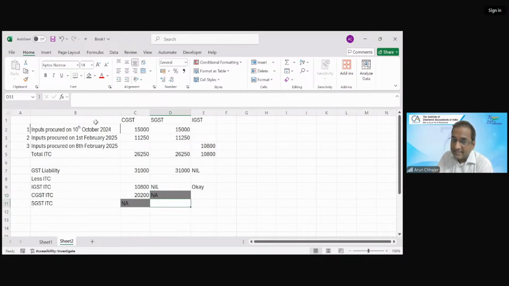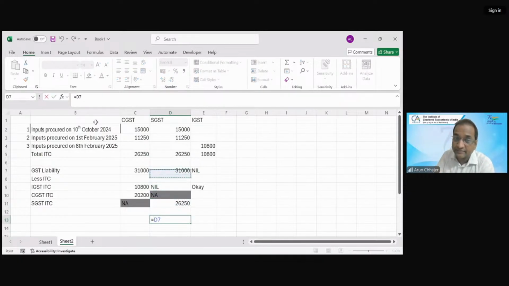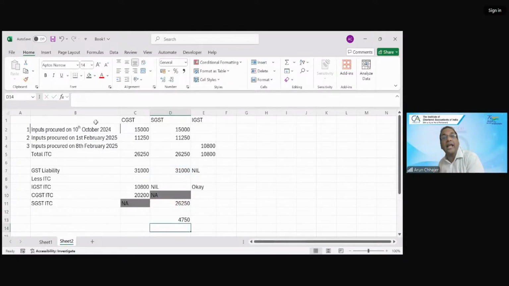How much balance is available in the SGST ITC? 26,250. Do you require to pay any amount of liability in cash? In this example, do you require to pay SGST liability in cash? You have the liability of 31,000. You have an ITC. So in this case, you will end up paying 4,750. Is that clear?